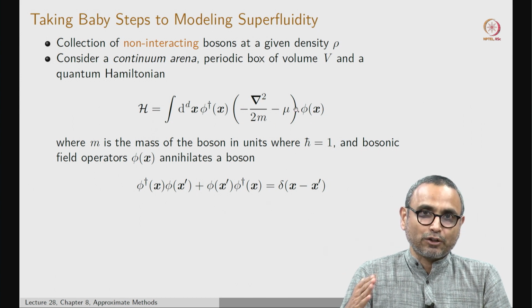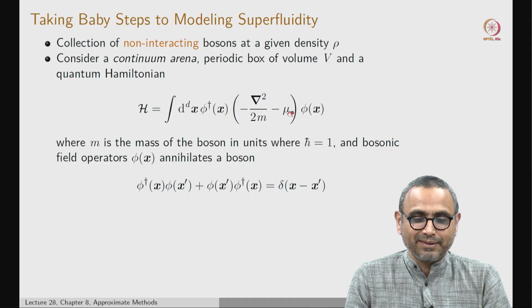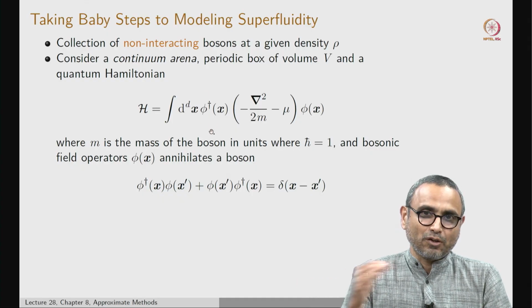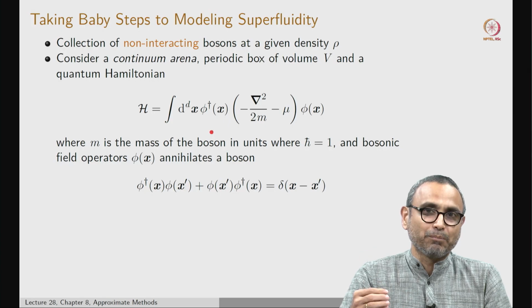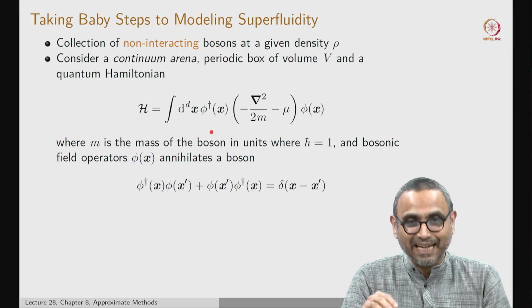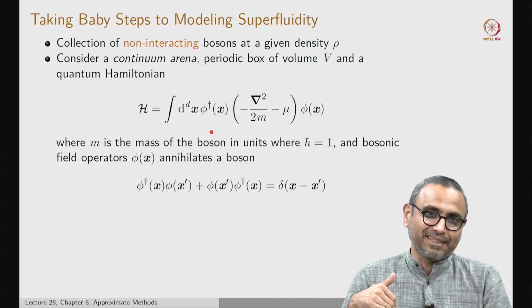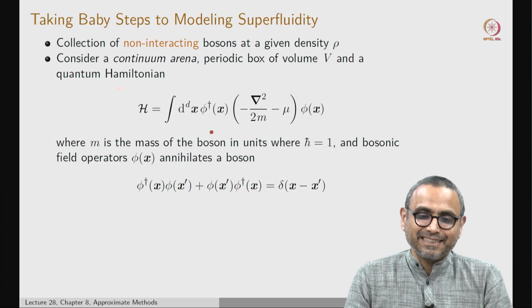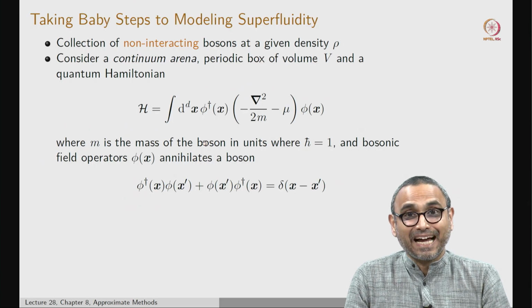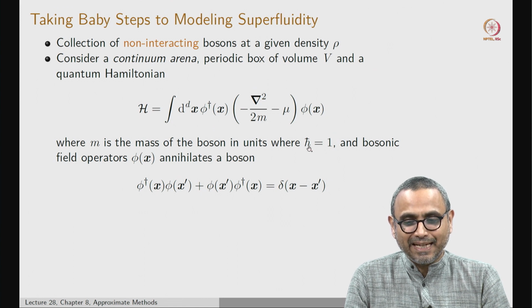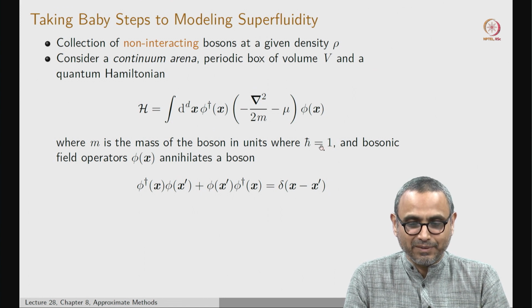If I take the vacuum state where there is no boson, and I act with phi dagger x on that vacuum state, I will create a boson at that position x, and you will have one boson in the system. This is the Hamiltonian which describes the kinetic energy of these bosons, where mu is the chemical potential and m is the mass, and I have chosen units where h bar is 1. This is very standard for people who do theoretical physics particularly.